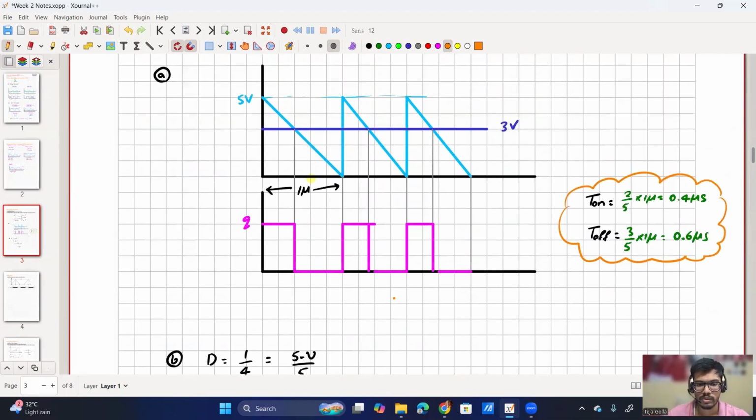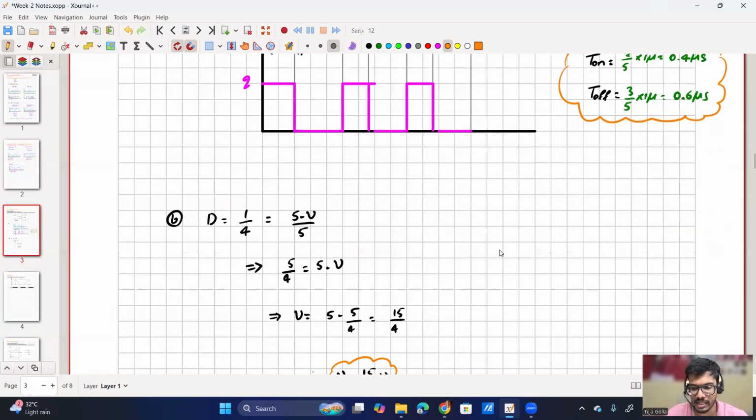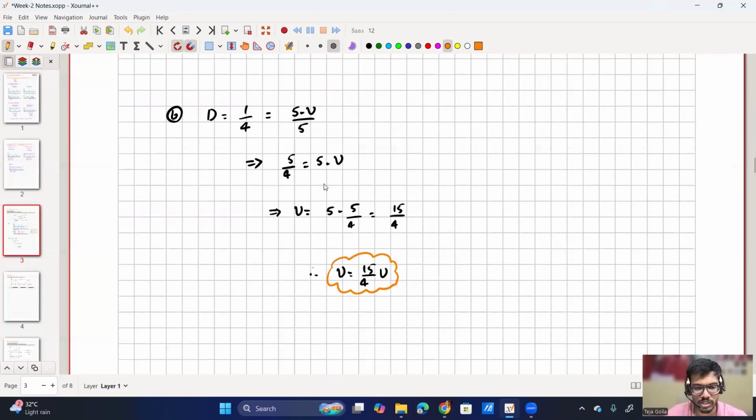Clear? Since this is 5 volts and this is 3 volts, my on time is 2 by 5. 2 is basically 5 minus 3 by 5. So I'm considering instead of 3, a voltage of V. So my duty ratio 1 by 4 will be 5 minus V by 5. So 5 by 4 is equal to 5 minus V, and I am getting V equals 15 by 4 volts.